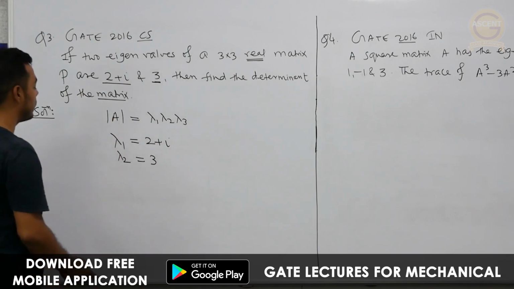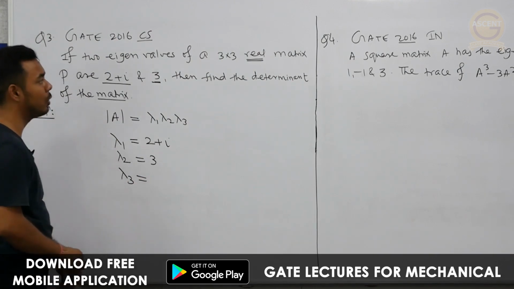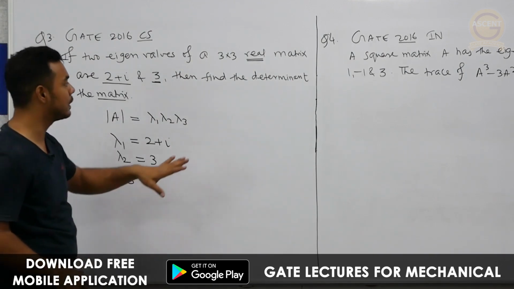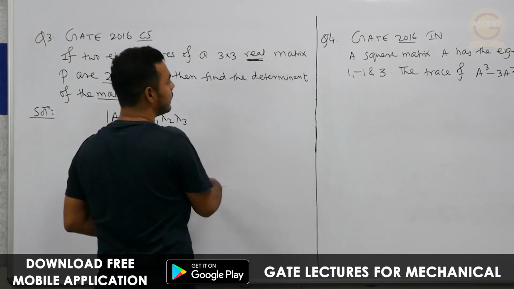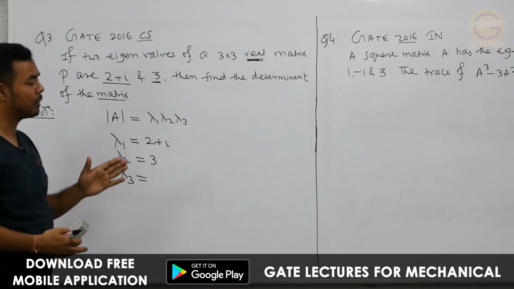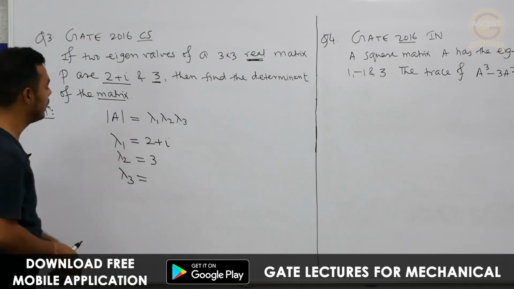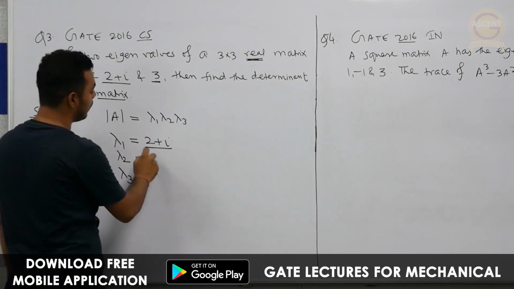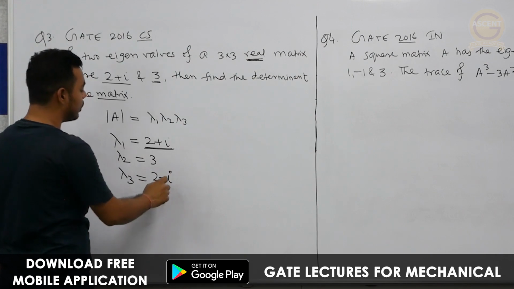The concept we have just learned is that imaginary roots of any polynomial equation with real coefficients always occur in conjugate pairs. It is given that this matrix is real, so the coefficients will also be real numbers. So if one root is 2 plus i, the other root has to be 2 minus i.